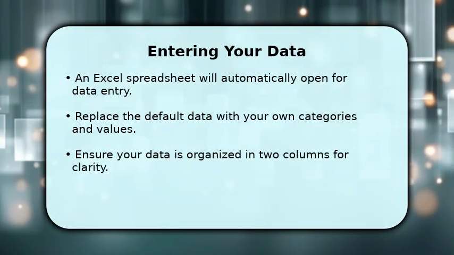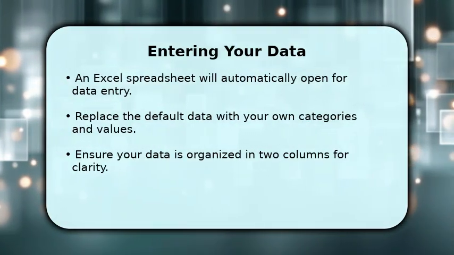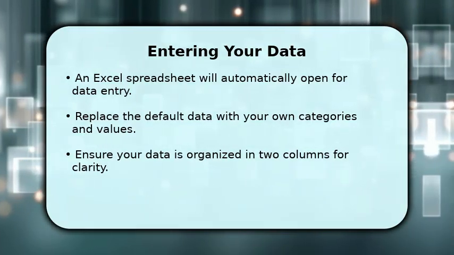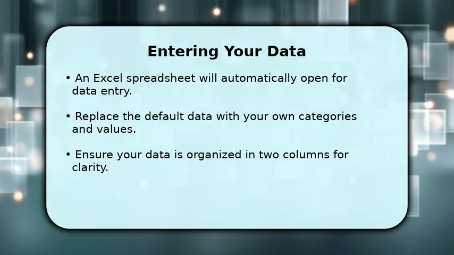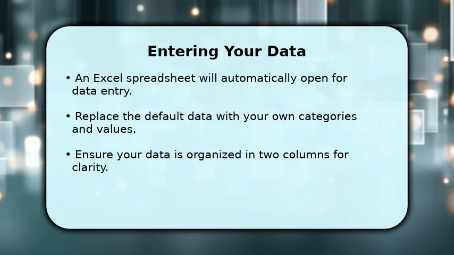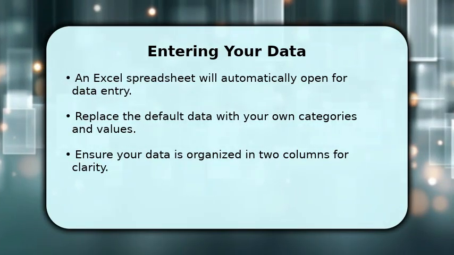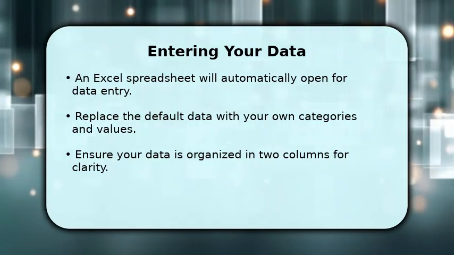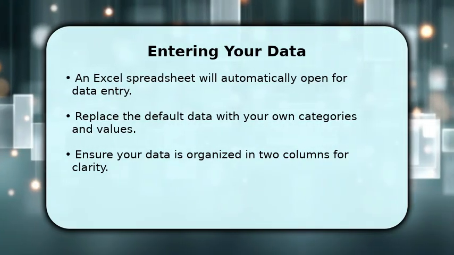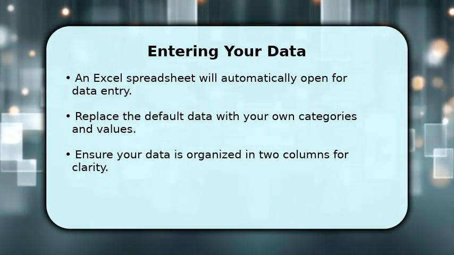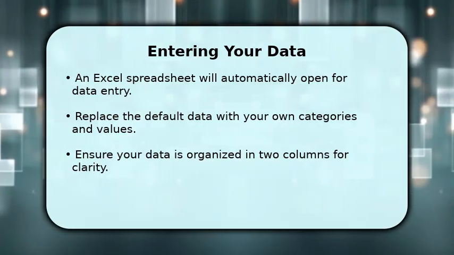Once the pie chart is inserted, a small Excel spreadsheet will automatically pop up. This is where you'll input the data for your chart. Simply replace the placeholder categories and values with your own information. Make sure your data is structured clearly, typically with one column for categories and another for their corresponding values. As you enter your data, the pie chart in Word will update in real time.